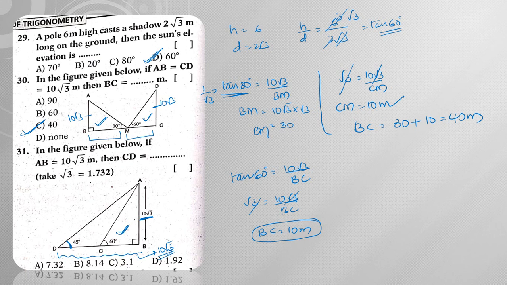Now what is he asking? He is asking to find the value of CD. CD is given by BD minus BC. BD is 10 root 3, so 10 root 3 minus 10. The value of 10 root 3 is 10 into 1.732, which is 17.32, minus 10. I can write this as 7.32. Hence the answer is 7.32.